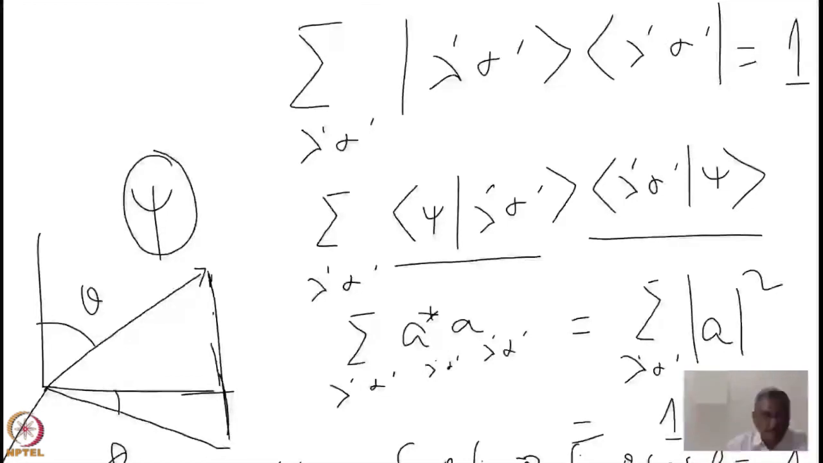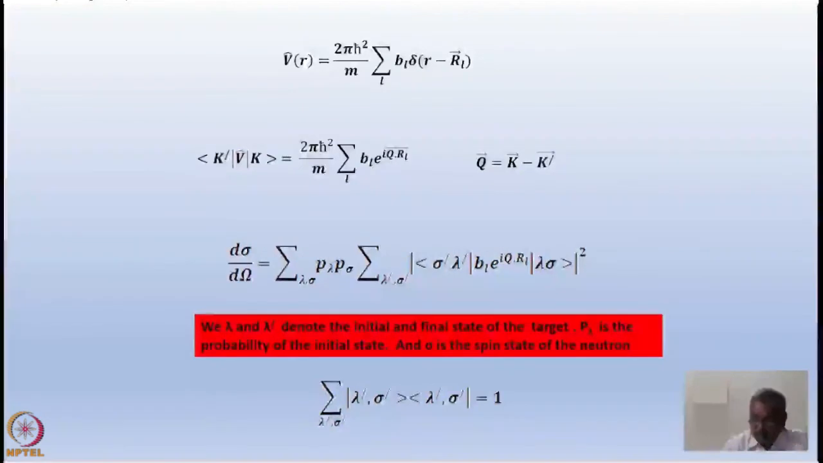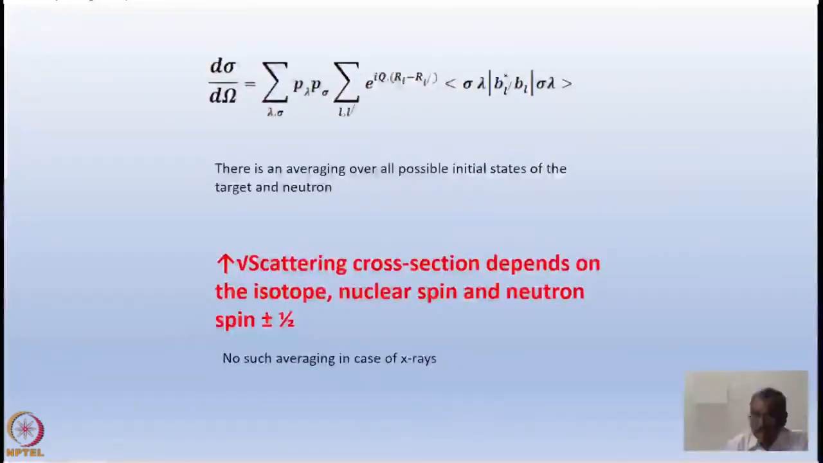So I have put this probability sum equal to 1. I showed you why. So now the scattering cross section per unit solid angle is given by a sum over all the initial states of e to the power i q dot (R_L minus R_L prime), which came from the potential, delta of R minus R_L. There are two dummy variables, L and L prime, so it is a sum over L, L prime. And that is averaging over sigma, lambda. That means I have to average the value of b_L prime star b_L over all possible initial states of the target and neutron.